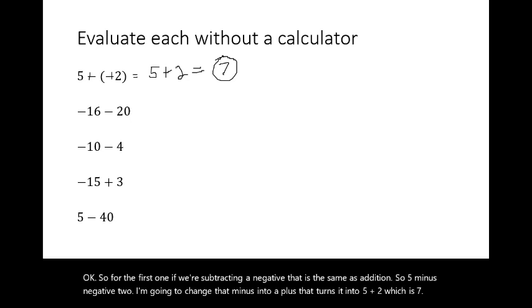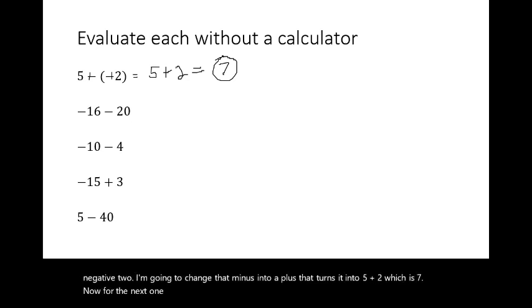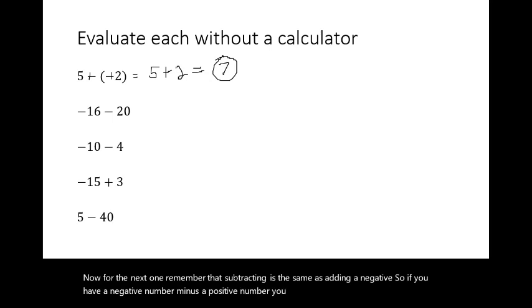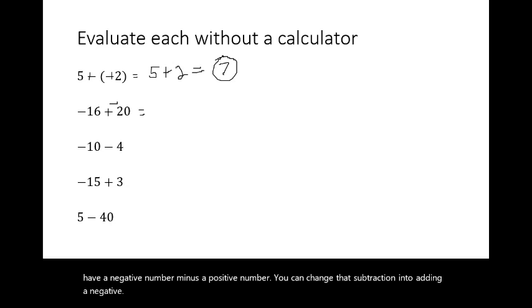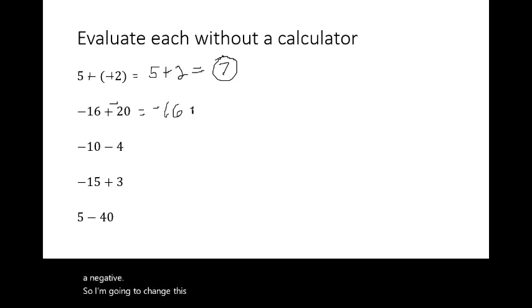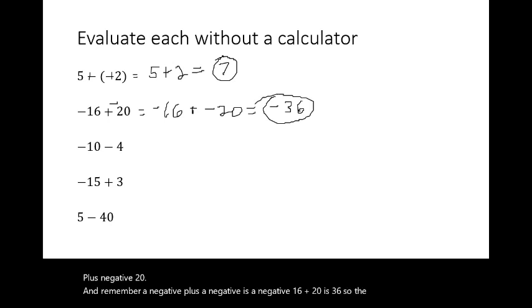Now for the next one, remember that subtracting is the same as adding a negative. So if you have a negative number minus a positive number, you can change that subtraction into adding a negative. So I'm going to change this into negative 16 plus negative 20. And remember, a negative plus a negative is a negative. 16 plus 20 is 36. So the answer is going to be negative 36.